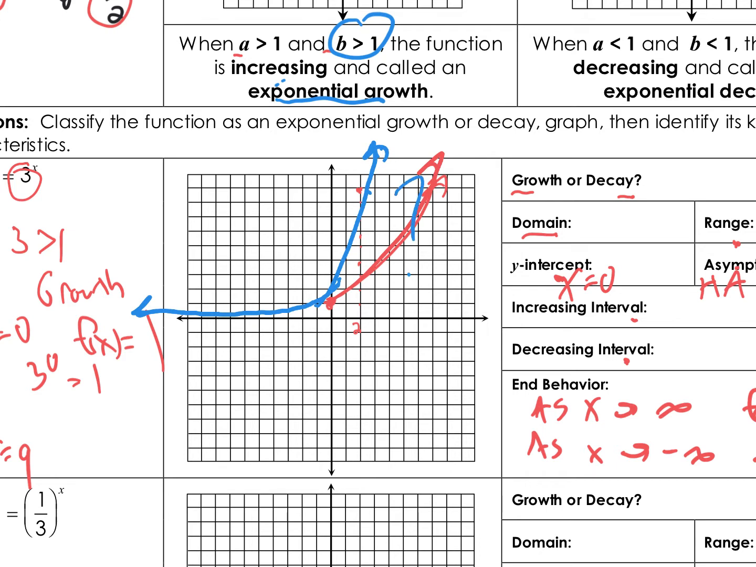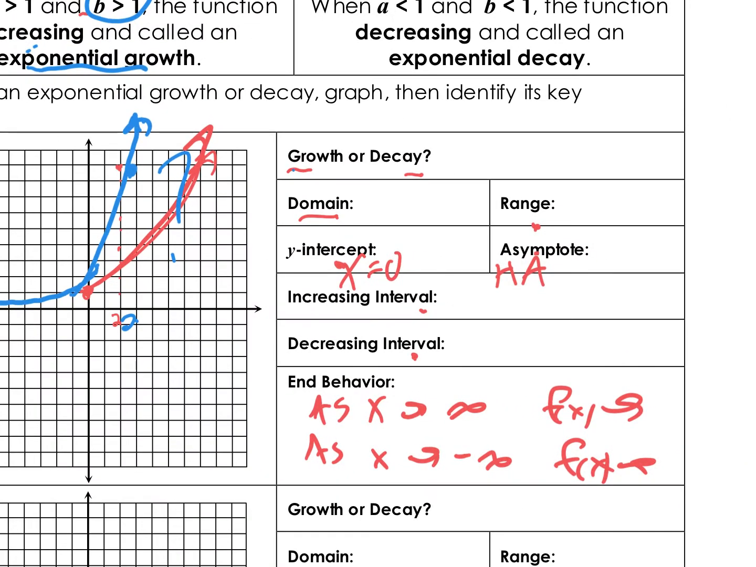This is what I do when I just want a fast sketch just to see, well, what does it look like? But in reality, (2, 9) would be another good point to use. So good students would want to make it look better. So it's a growth.